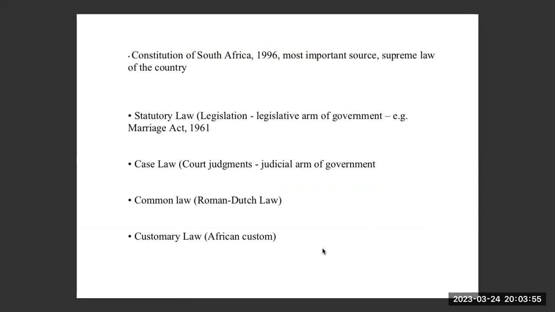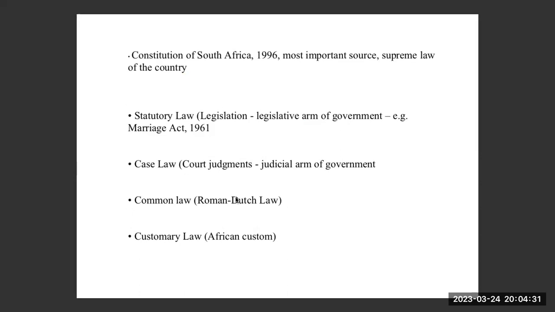So from the hierarchy, you will see that we have the Constitution of the Republic of South Africa, number one, as it is the most important source, and it is the supreme law of the country. I cannot emphasize that any further, because as long as it's not in line with the Constitution, then it's invalid, right? And then the second source of law that we're going to talk about is statutory law.